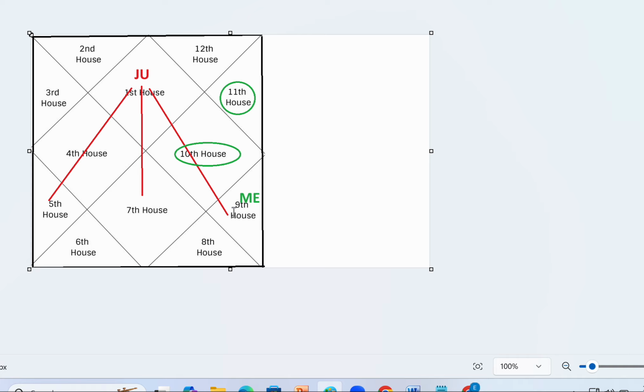Whether Jupiter is there or not there, Mercury is malefic. Mercury planet is malefic. Wherever Mercury sits in Aries Lagna will destroy that house.